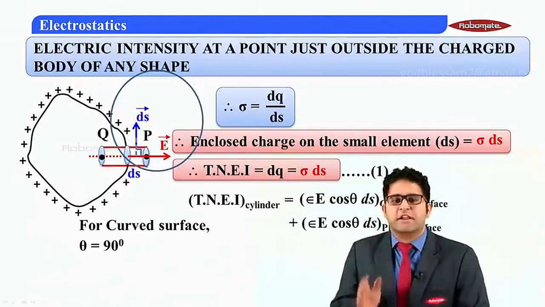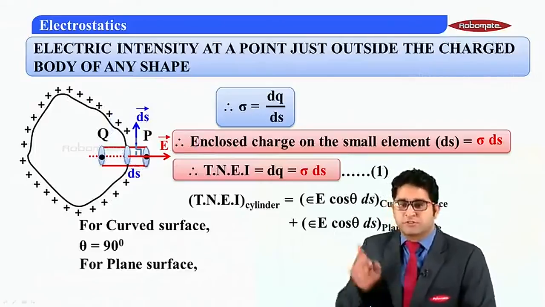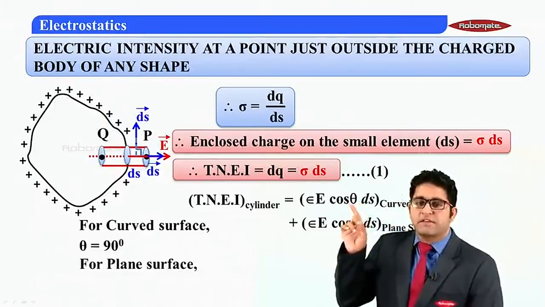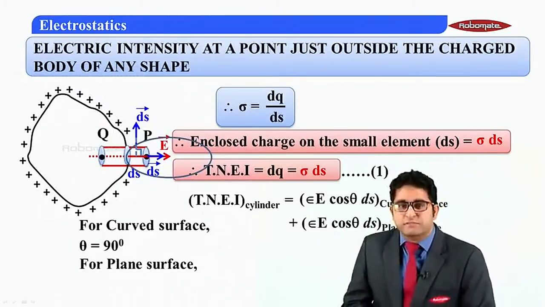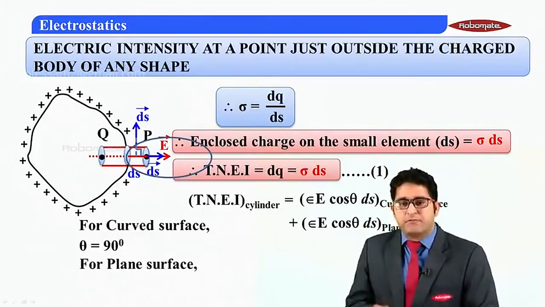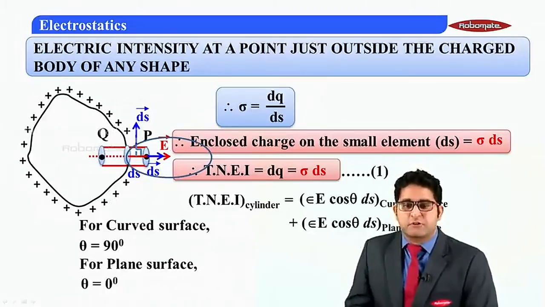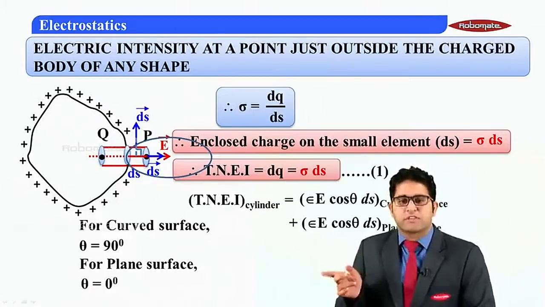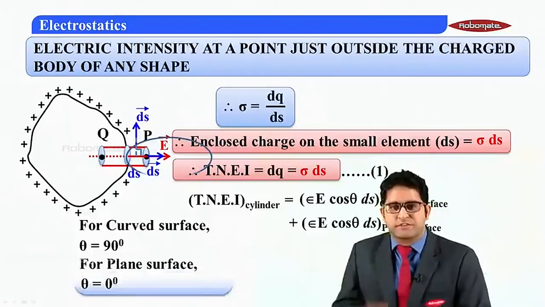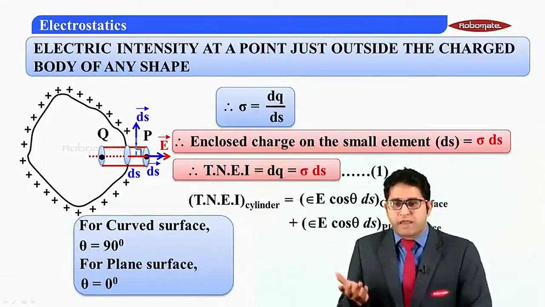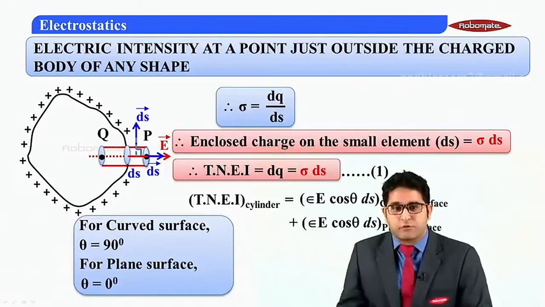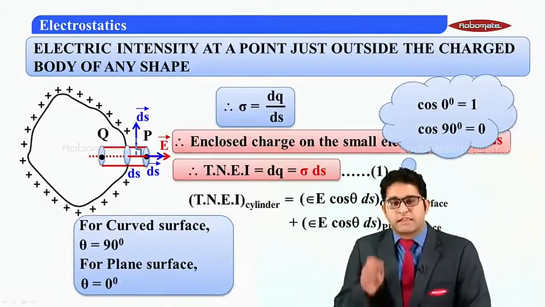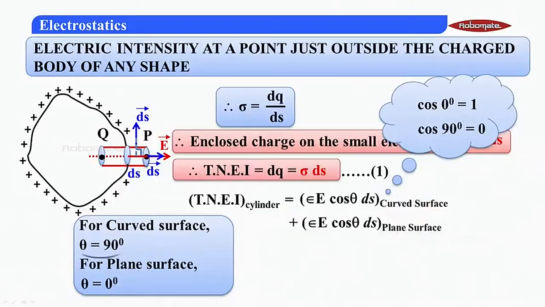Now let us draw the area vector for the plane surface. Let us see the diagram carefully. So we have drawn area vector ds for the plane surface. Now what is the angle between vector E and vector ds? In this situation, the angle between vector E and vector ds is equal to 0, right? So for the curved surface, theta is 90. For the plane surface, theta is equal to 0. Now we know the value of cos 90 and cos 0. Cos 0 is equal to 1, and the value of cos 90 is equal to 0.